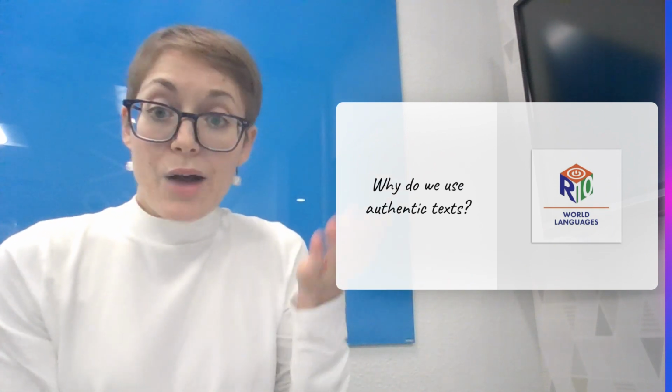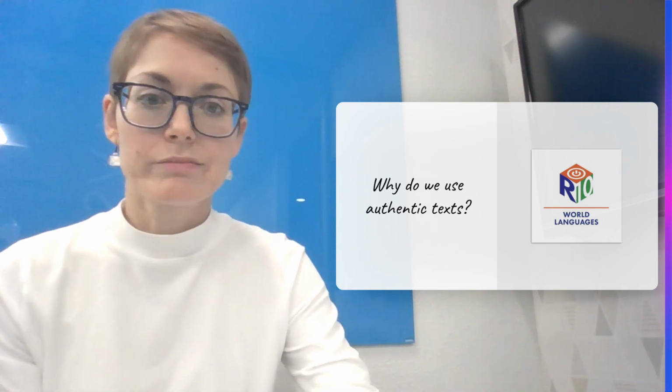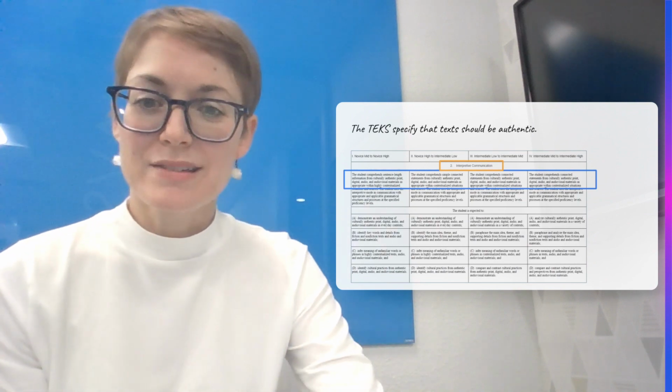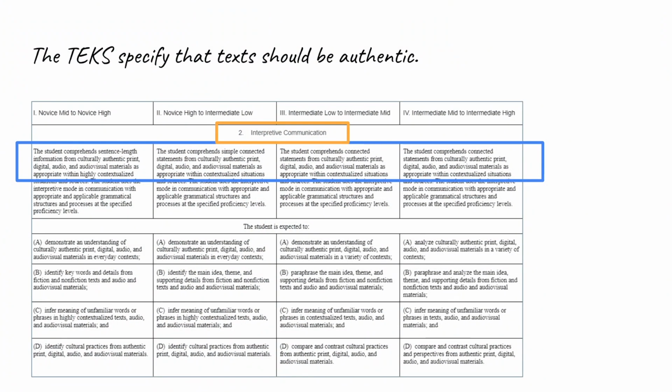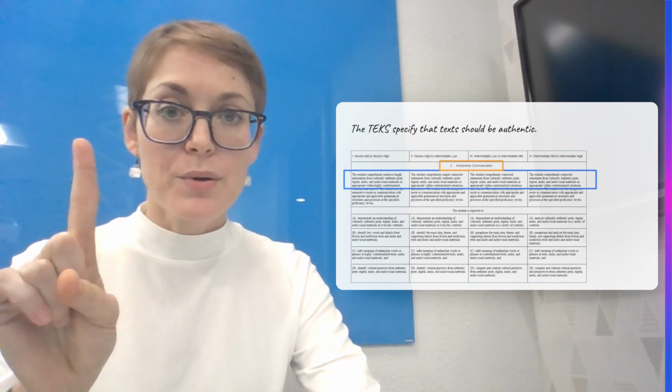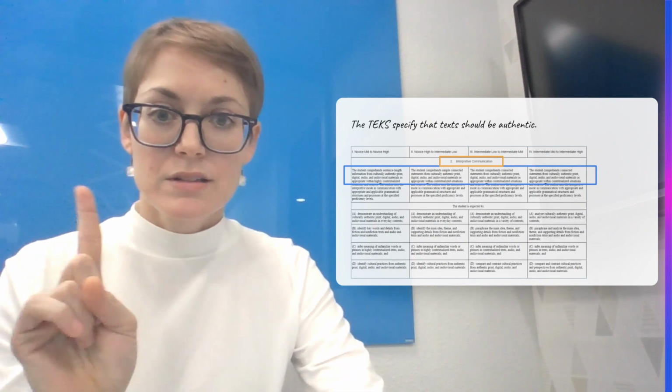Okay, so now we know what an authentic text is. Why should we use it? Good question. I figure it's always harder to implement something if you don't know why you're doing it. So number one answer, the TEKS tell us that we need to use authentic text, and it's very clearly labeled under the interpretive mode of communication that students are going to comprehend culturally authentic texts. So why should we use them? Number one, the TEKS.